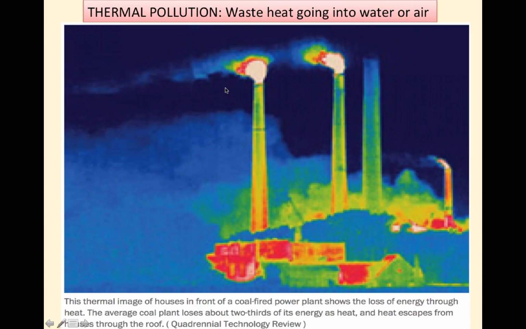Lastly, we'll look at thermal pollution, waste heat going into water or air. And this is something people should start to think about when they're trying to make innovative ways to conserve energy in the future. So this thermal image of houses in front of a coal-fired power plant shows the loss of energy through heat. We're measuring this with an IR thermometer. It's measuring the heat coming off this. So the point is, at the same time, you're not using that heat to energize yourself or to keep you warm inside the house. You're actually heating the atmosphere by doing this.